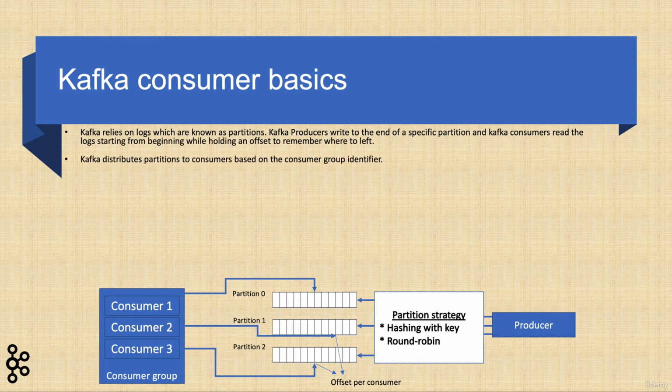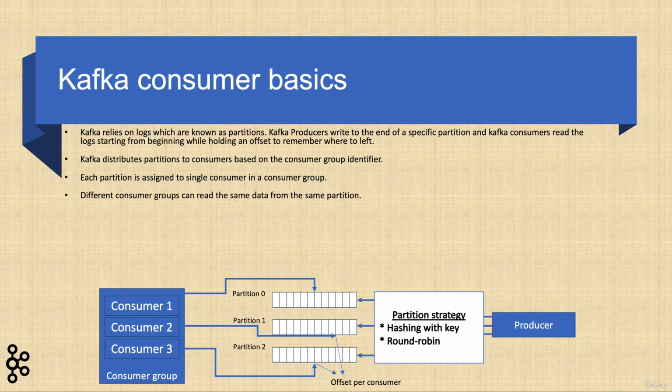Each consumer belongs to a consumer group ID, and Kafka distributes partitions to consumers based on this consumer group ID. Each partition is strictly assigned to a single consumer in a consumer group. Therefore, it is not possible to assign the same partition to more than one consumer. This is to prevent conflicts with the offset values and make consuming easier. Different consumer groups with different IDs can read the same data from the same partition. So Kafka allows reading the same data more than once, but for that, you need to create a new consumer group and read the data again.